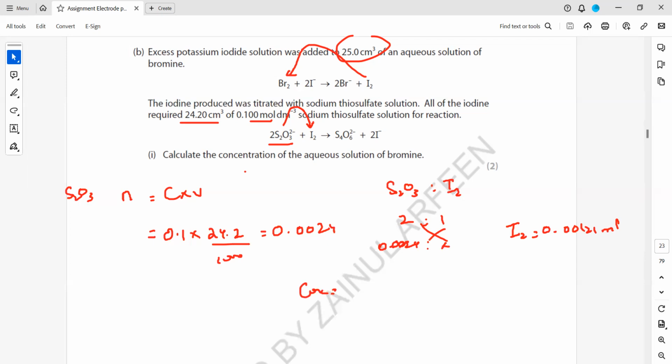But to get the concentration, it will be moles divided by volume. So moles of bromine 0.00121, and the volume of the bromine is 25. We have to convert into decimeter cube, divided by 1000. So 0.0484 moles per decimeter cube. That is the concentration of the bromine solution.